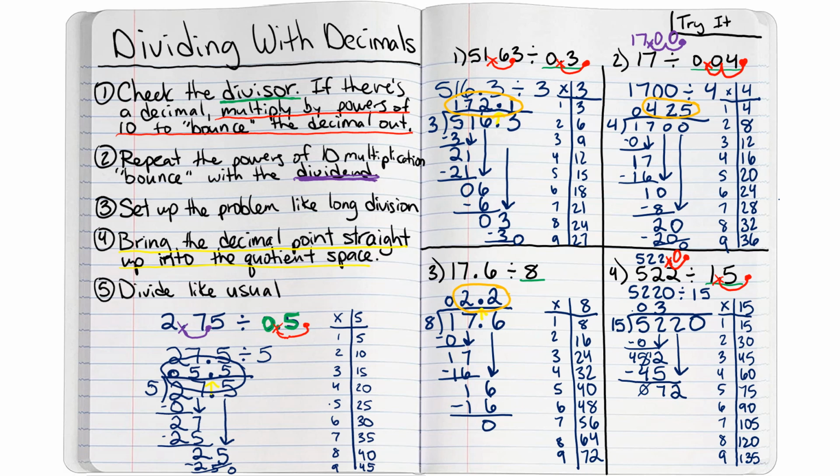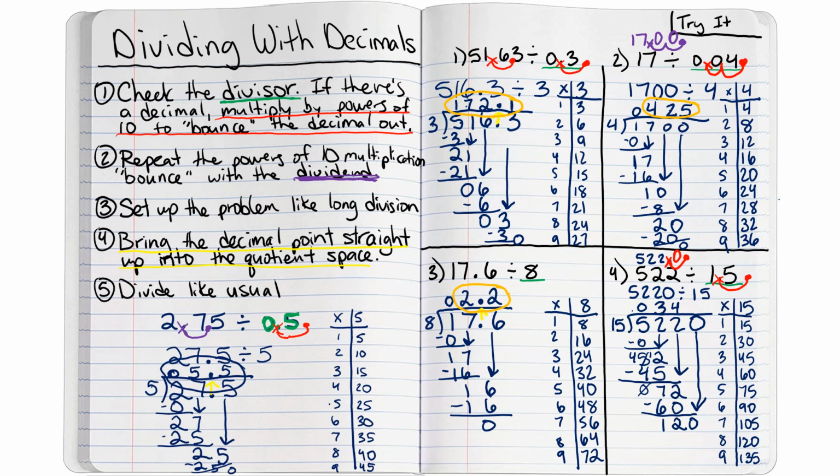Now I'm doing 72 divided by 15. Looking down my list, I think 60 is going to have to be the closest I can get. 4 times 15 is 60. Do some subtracting. 2 minus 0 is 2. 7 minus 6 is 1. And I can bring down my last digit. I've got 120. And looking here at my list, perfect.